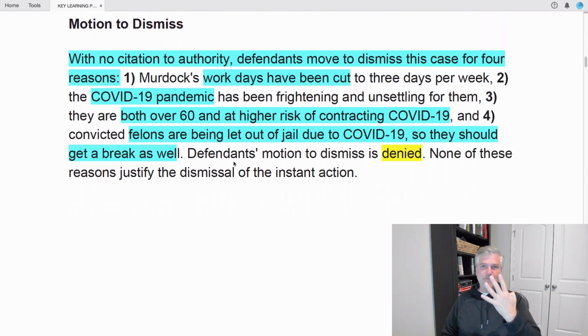And the taxpayers offer 4 reasons, none of which are accepted. Number 1, their work days have been cut. Well, that doesn't affect whether or not they owe the taxes. Number 2, they say the COVID-19 pandemic is very scary to them. Well, that's not a basis. Number 3, they're both over 60, and so their risk of catching COVID goes up. Well, again, that's not a basis to throw a case out. And then number 4, they say, look, convicted felons are being let out of jail because of COVID, so you should cut us some slack. And the judge says, I reject all those.